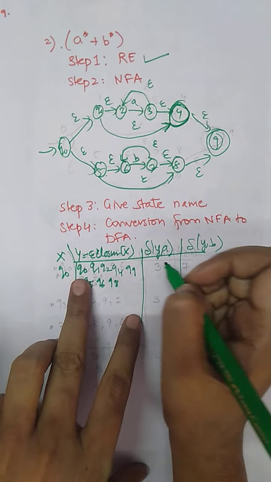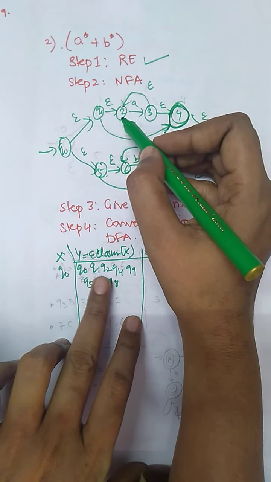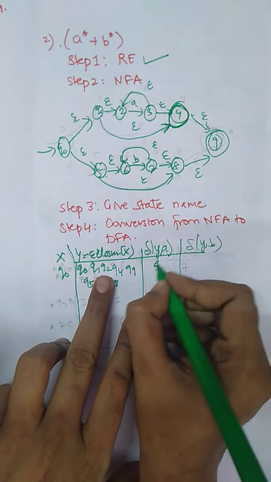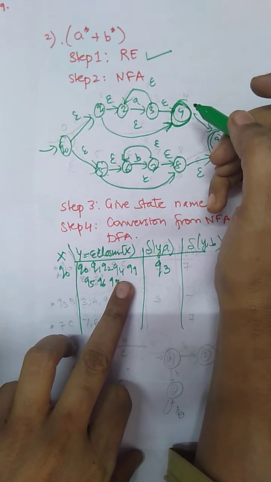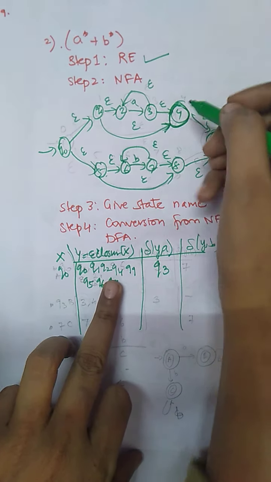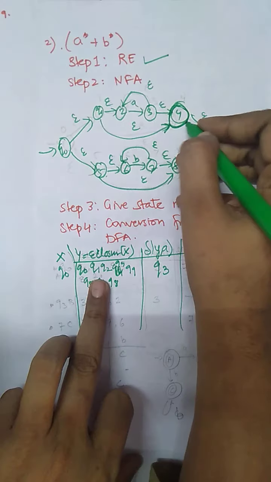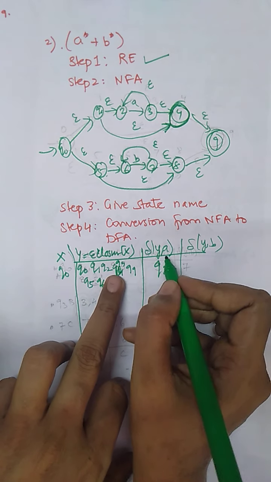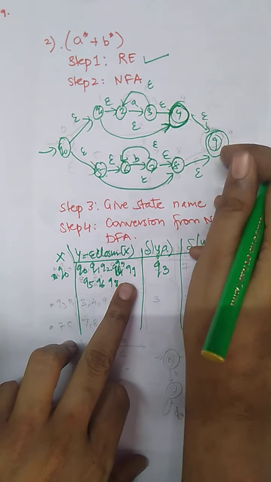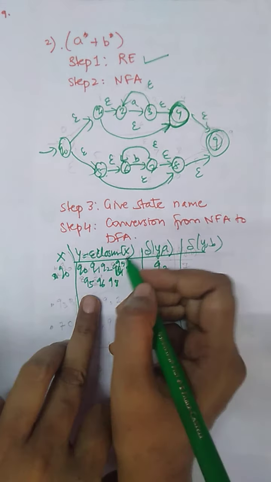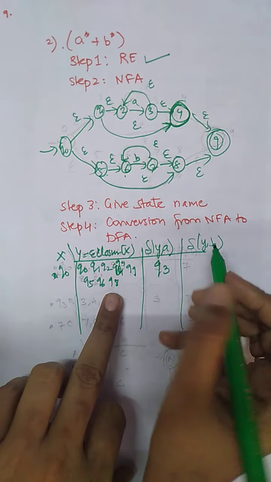Now Q0, then this will become Y on A. Q0 on A nothing, Q1 on A nothing, Q2 on A is going to Q3. Now Q4. Q4 is there because it is direct from Q1 to Q4. From Q4 on A nothing, Q9. As Q9 is the final state, Q0 will be marked as the final state. Q9 on A nothing, Q5 on A nothing, Q6 on A nothing, Q8 on A nothing.